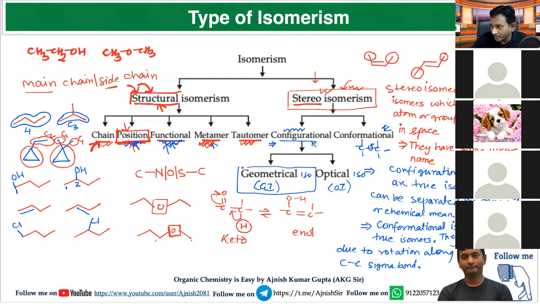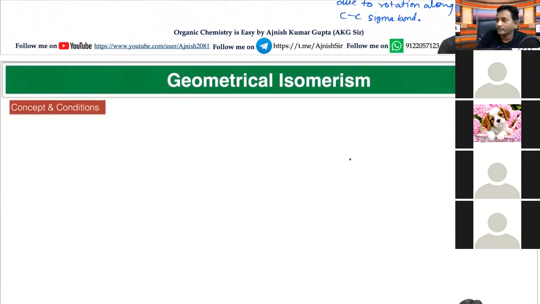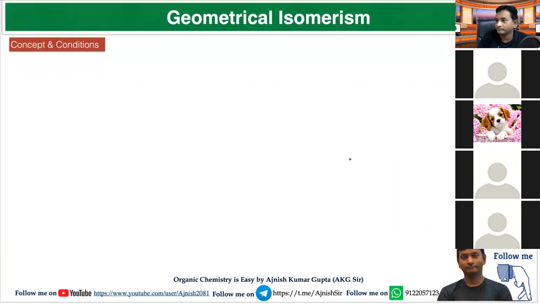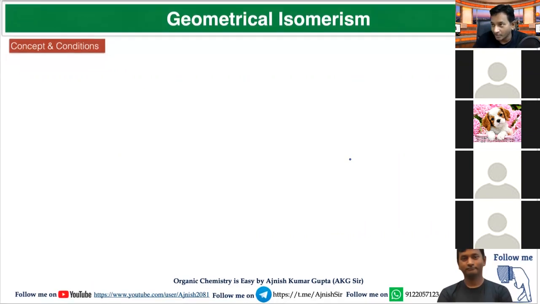Write the heading: geometrical isomerism. Now first think about the concept, and what are the conditions for a molecule to show GI. Because in organic chemistry, infinite molecules are possible, and it is very hard to remember each and every molecule. So there must be some concept behind that.